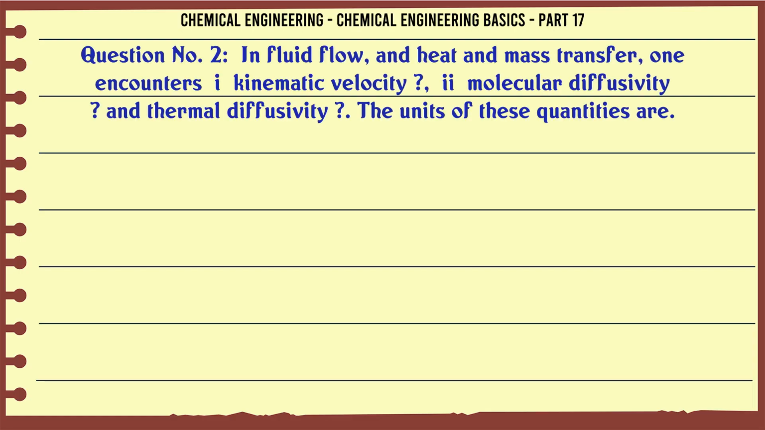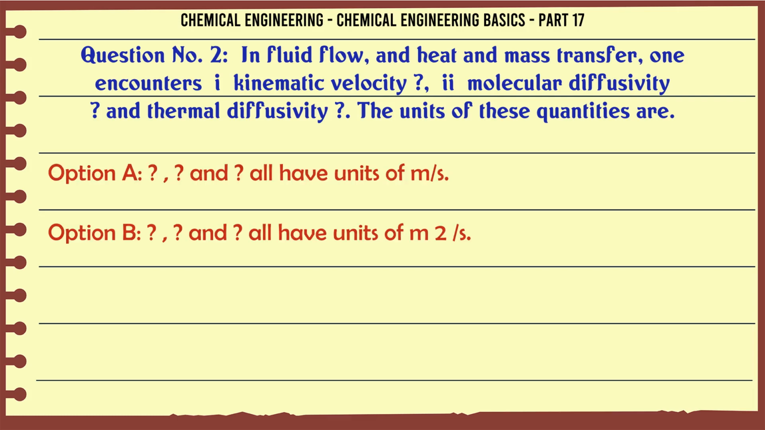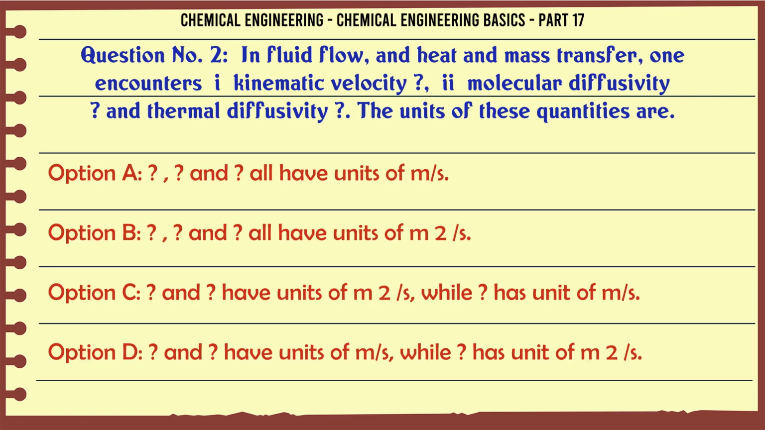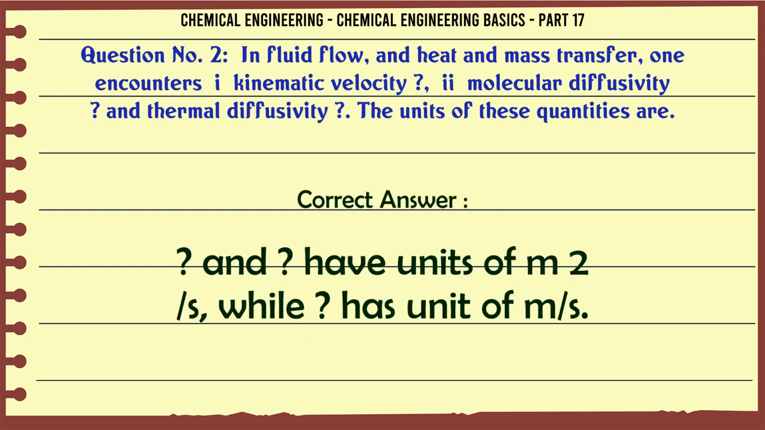In fluid flow and heat and mass transfer, one encounters 1. Kinematic viscosity, 2. Molecular diffusivity and 3. Thermal diffusivity. The units of these quantities are: A. all have units of m/s, B. all have units of m²/s, C. 1 and 2 have units of m²/s while 3 has unit of m/s, D. 1 and 2 have units of m/s while 3 has unit of m²/s. The correct answer is 1 and 2 have units of m²/s while 3 has unit of m/s.